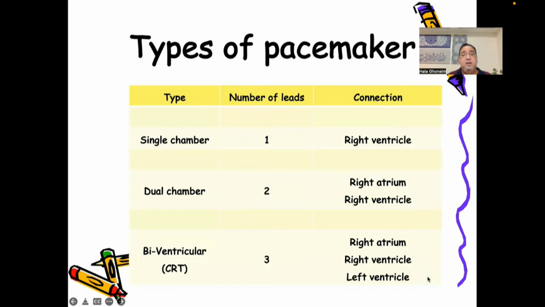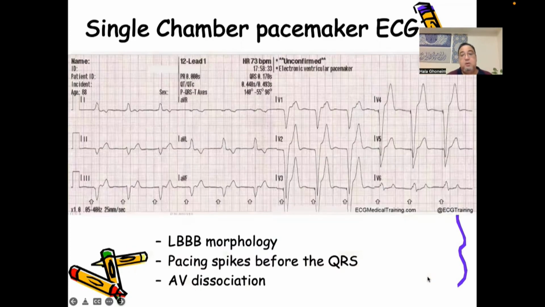We have types of pacemaker, either single chamber pacemaker or dual chamber pacemaker. Single, like atrial pacemaker; dual chamber, like atria and ventricle. Sometimes we have CRT, which is biventricular pacemaker, so it will include right atrium, right ventricle, left ventricle.